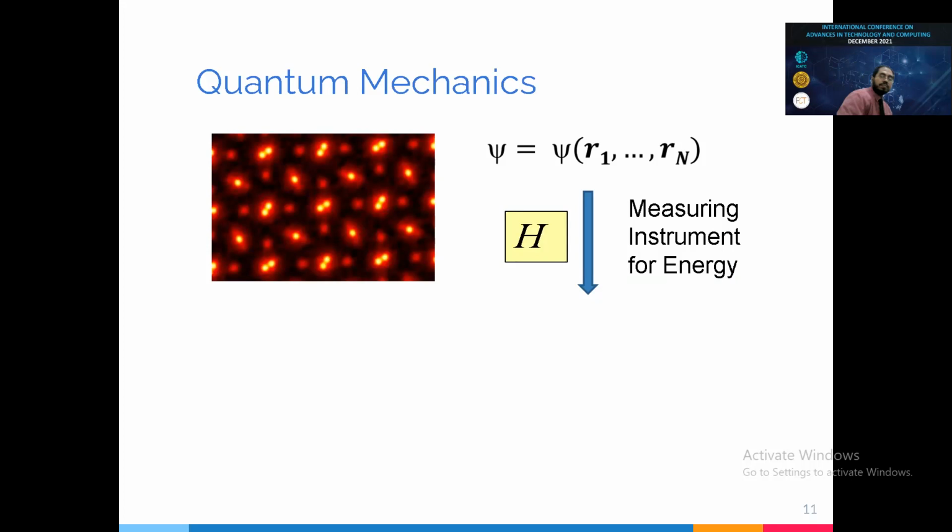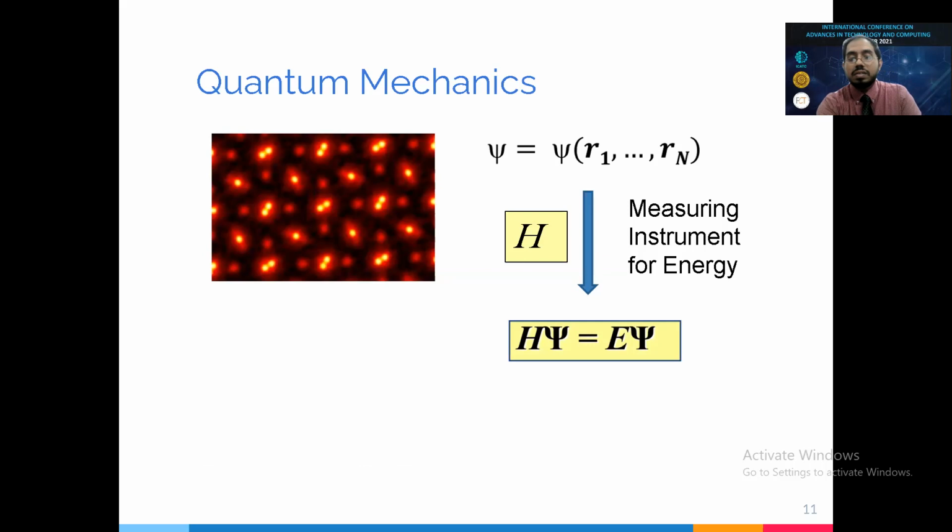So if it is a function, then the function can be operated on by this measuring, the mathematical measuring instrument, and then that will give you the function plus a value. Okay, so this measuring instrument, we call it the Hamiltonian, right? So the Hamiltonian, if you use that measuring instrument on your function, which is your mathematical object, now this is the representation of the real object.